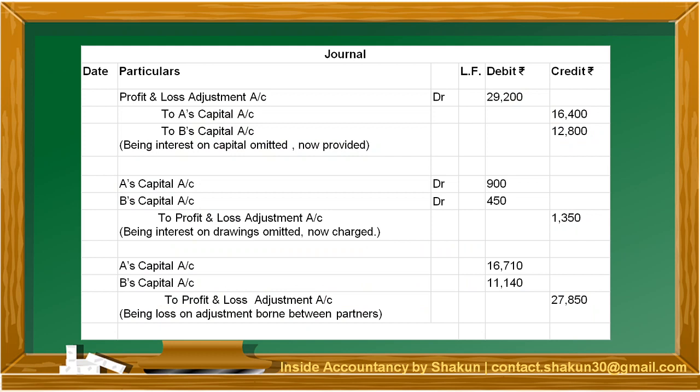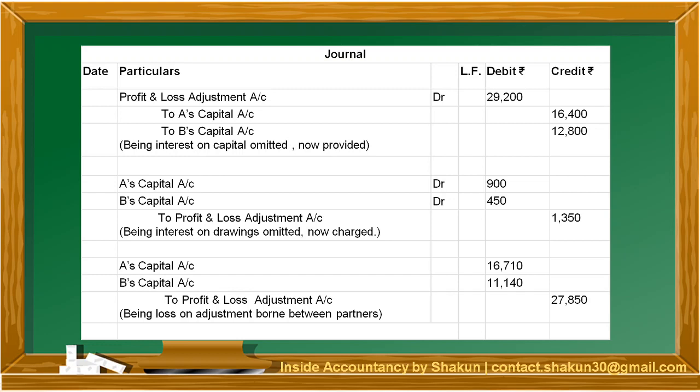Let's look at the journal. Now there were two omissions. First was regarding interest on capital and second was regarding interest on drawings. Interest on capital is credited to partners and it is an expense. Therefore, P&L adjustment account is debited and partners' capital account, A and B's capital account, is credited. In the second entry for interest on drawings, being an income, profit and loss adjustment account is credited in this case and the partners have to bear it. Therefore, partners' capital account is debited.